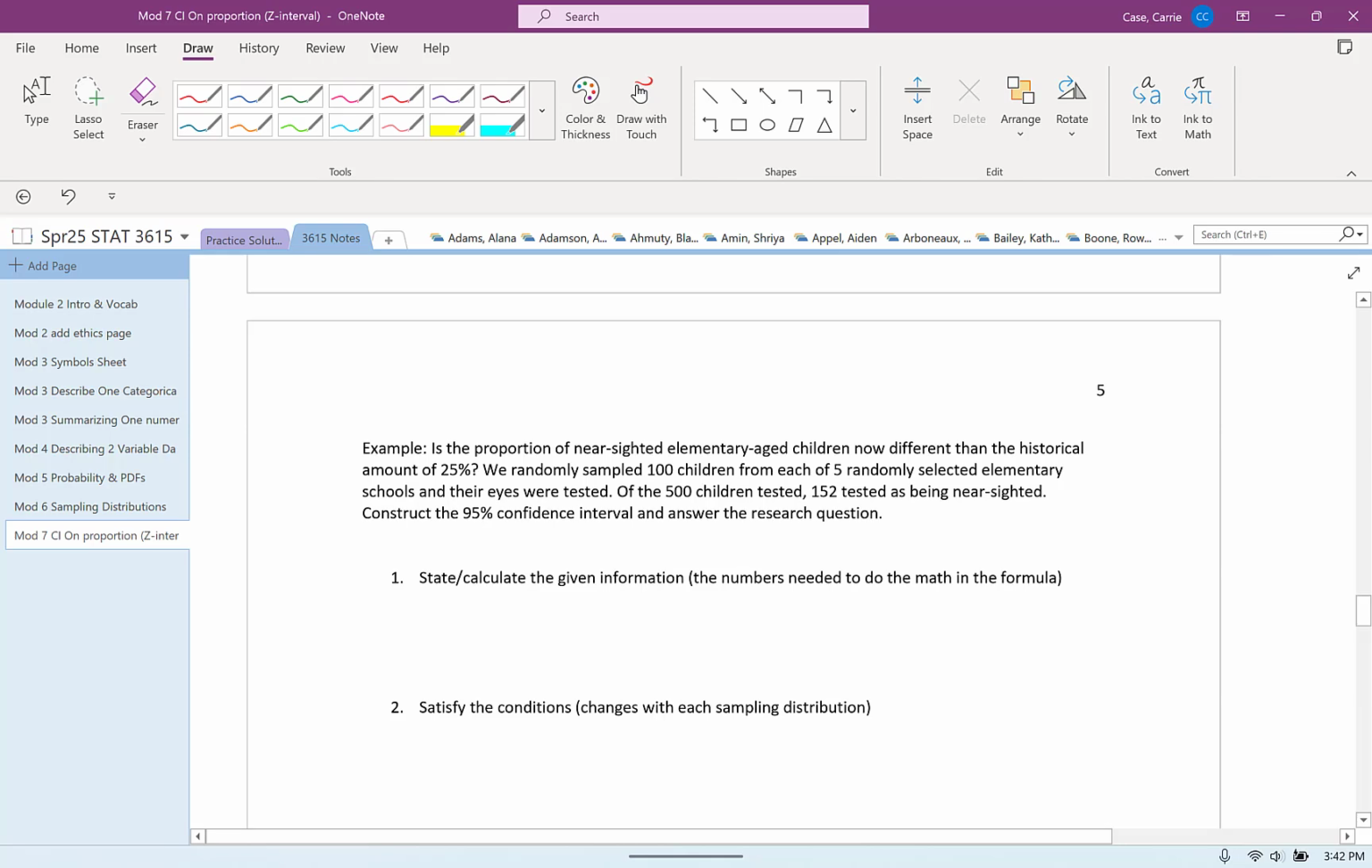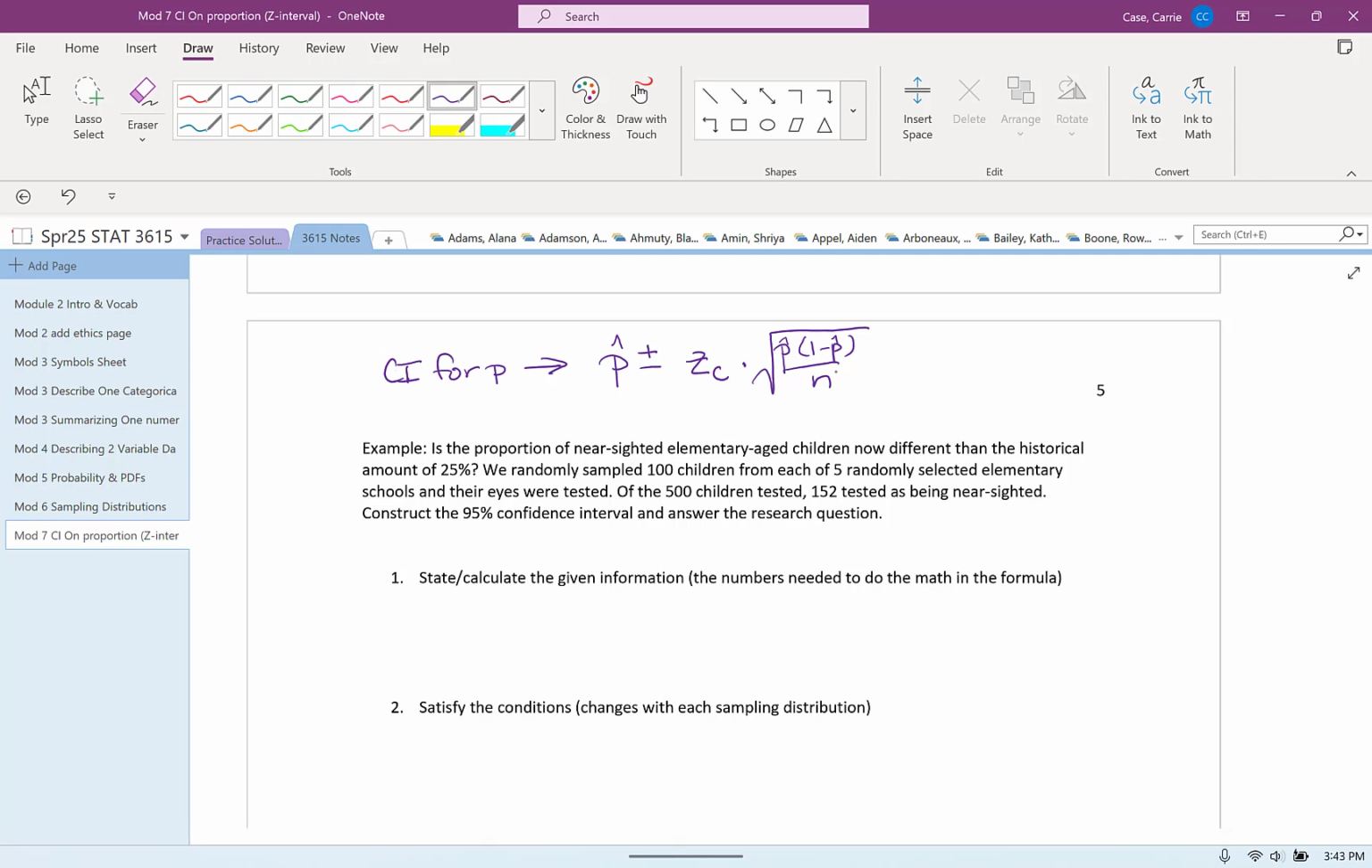So just a quick reminder, the formula that we're using is the formula for the confidence interval for the proportion, for P. And that formula is P hat plus or minus our Z associated with our confidence level times the square root of P hat times 1 minus P hat over N. So those are the variables that we need to be able to do the confidence interval. And just a quick reminder, P hat is equal to X over N.